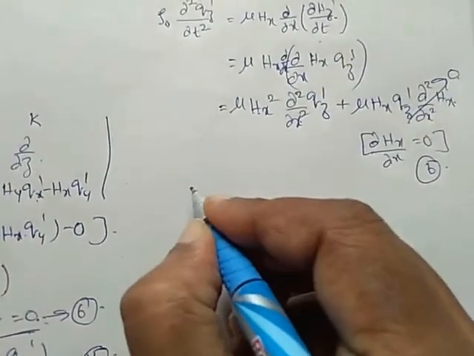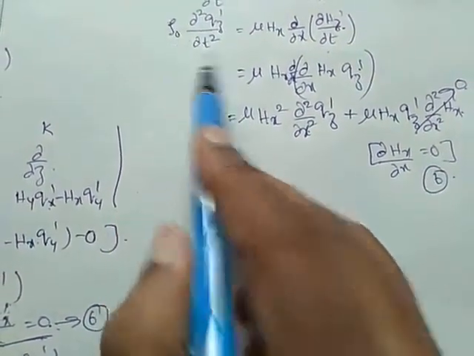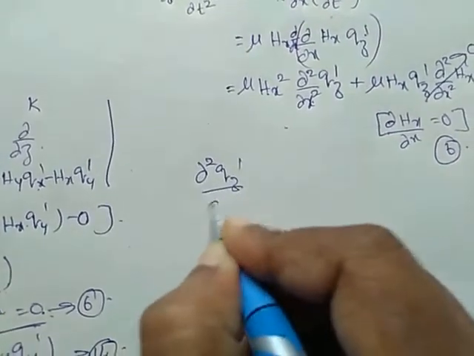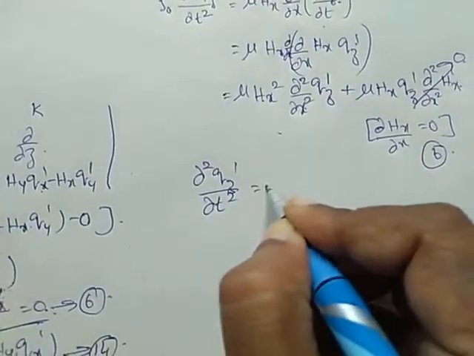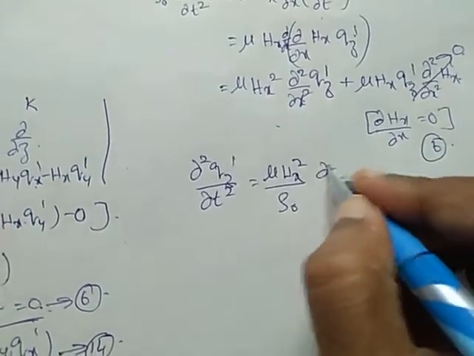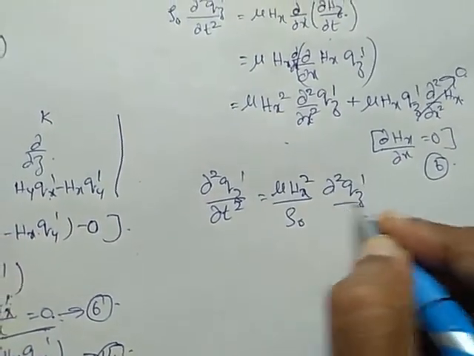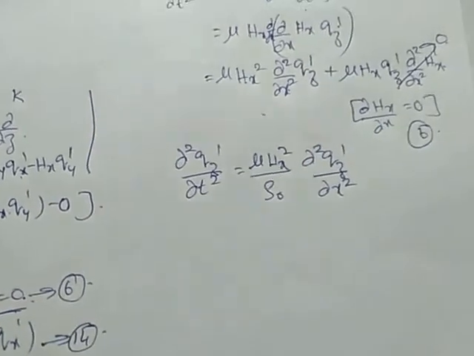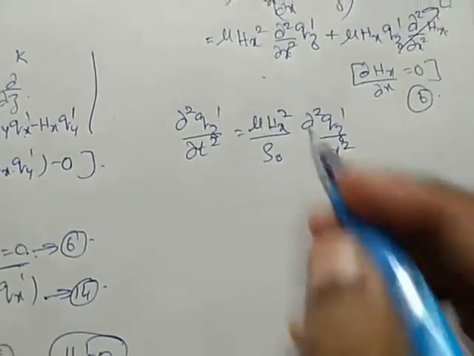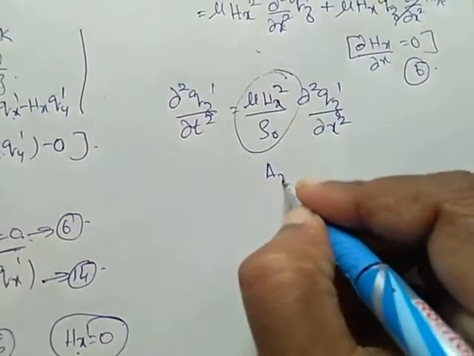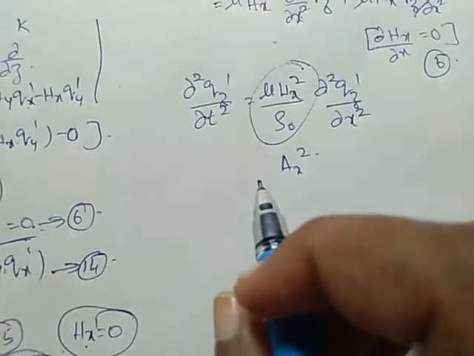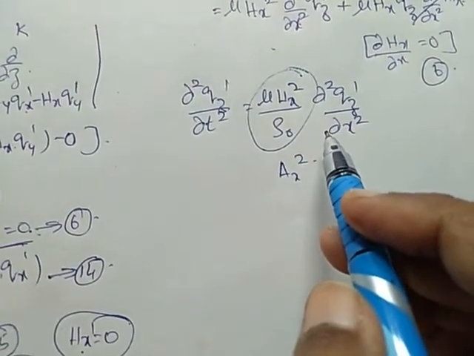I'll shift rho naught to the RHS. We have ∂²q_z'/∂t² equal to mu Hx²/rho naught ∂²q_z'/∂x². So I'll take mu Hx²/rho naught as some constant Ax². This is our Alfvén wave equation. This is one of the Alfvén wave equations.